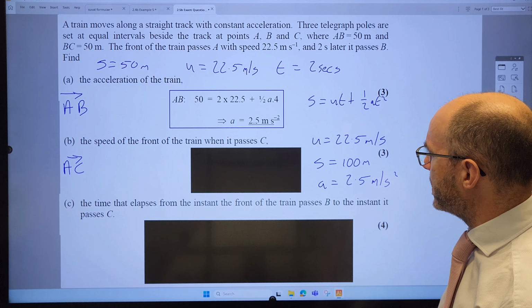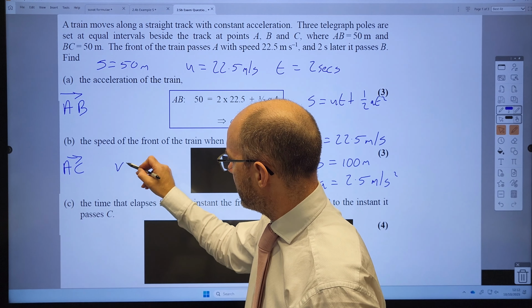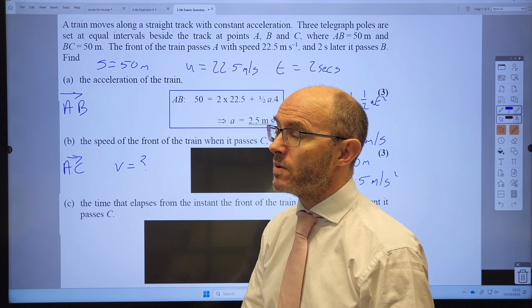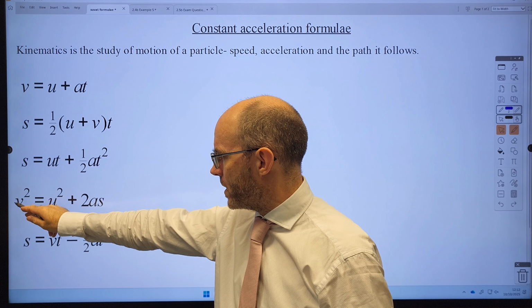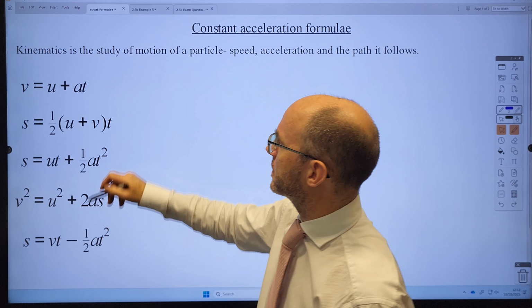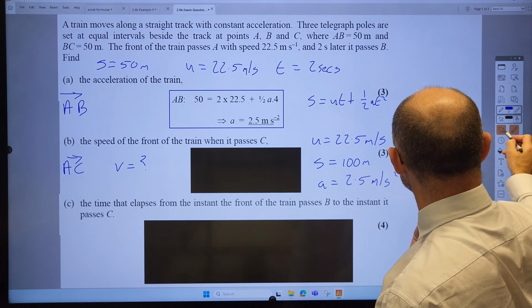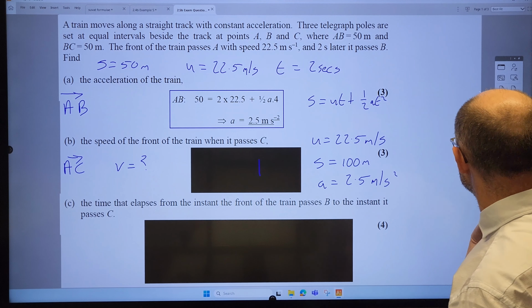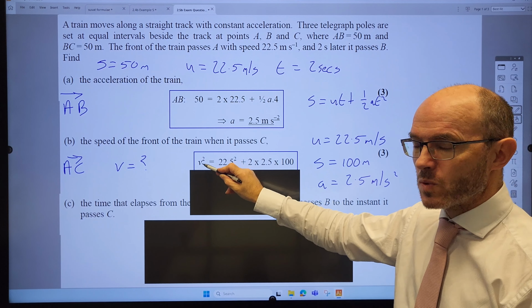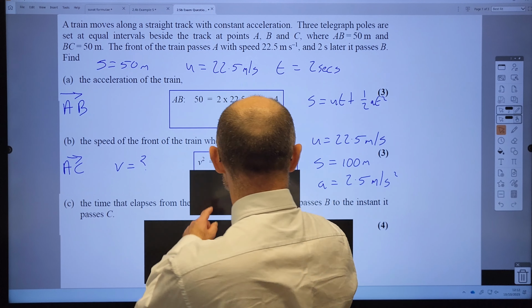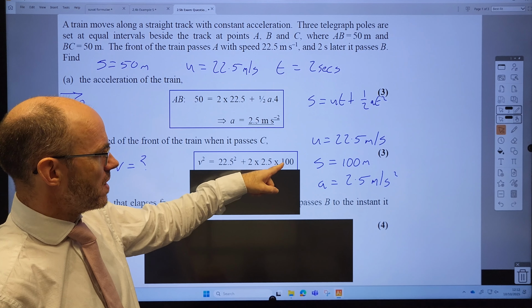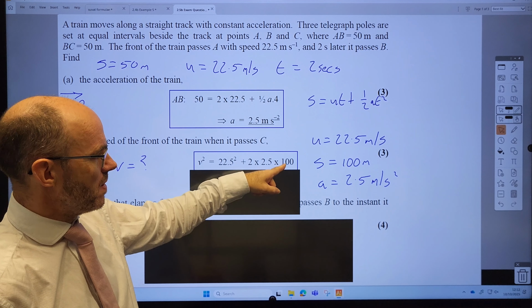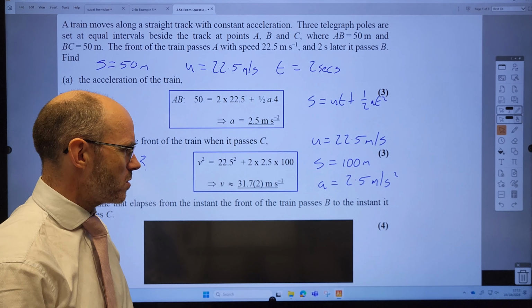I need to work out what v is, the speed v when it passes through C. For this one, I'm going to use v squared equals u squared plus 2as. If you see in the working, that's exactly what's been done here. I'll just show you. v squared equals u squared, 22.5 squared, plus 2 times a times s, 2.5 multiplied by 100. Then you can work out what that is, and v turns out to be 31.7, to 1 decimal place, metres per second.